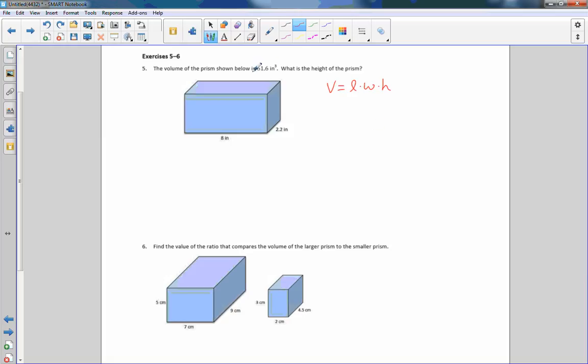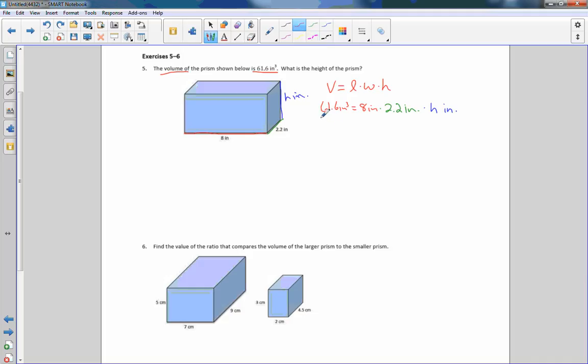Volume is given. The volume of the prism below is 61.6 inches cubed equals the length L, 8 inches, times the width, 2.2 inches, times the height, h inches. Okay, so we have this. Now we need to multiply everything and combine like terms.